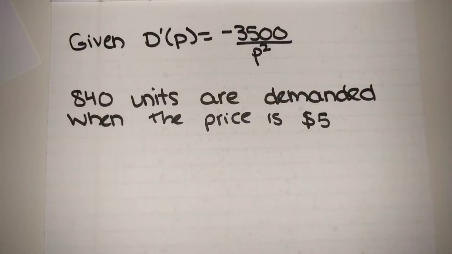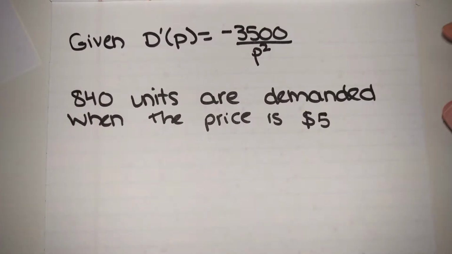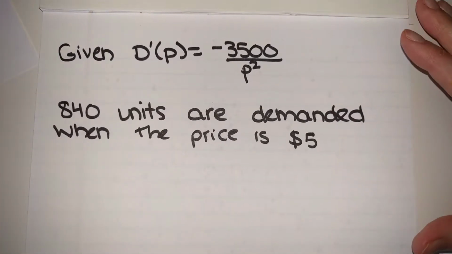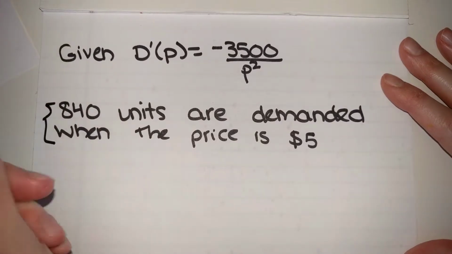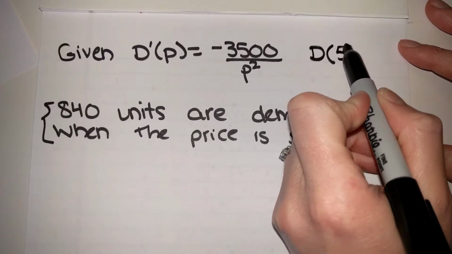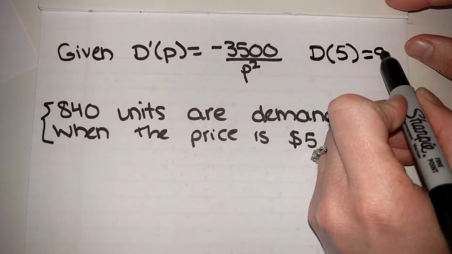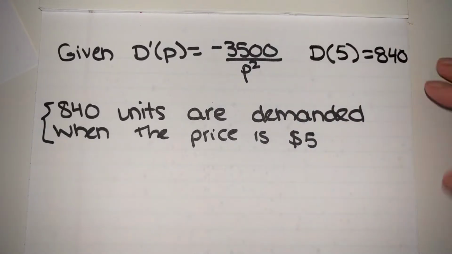So in order for this problem to actually be set up, we don't just need the derivative, we also need to interpret this 840 units are demanded when the price is $5. So this corresponds to a function evaluation of D of 5, because our p represents our price, so D of 5 is equal to 840. So once you recognize that, then you're right back to where we were with the f of x, finding f of x when we were given the derivative and a function evaluation.